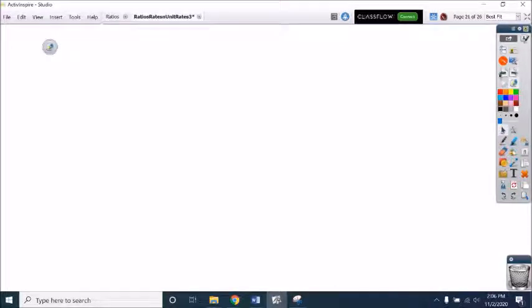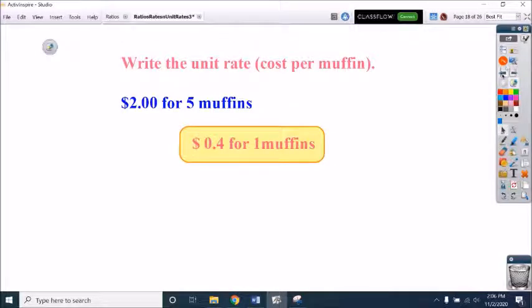If you have any questions, send me a message. Otherwise, just think about what is the difference between rates and unit rates. Ratios are just a comparison. There are several ways to write those, and they do simplify just like fractions.